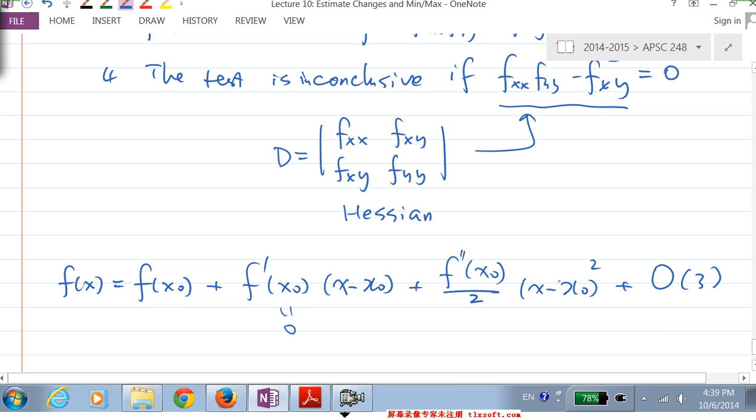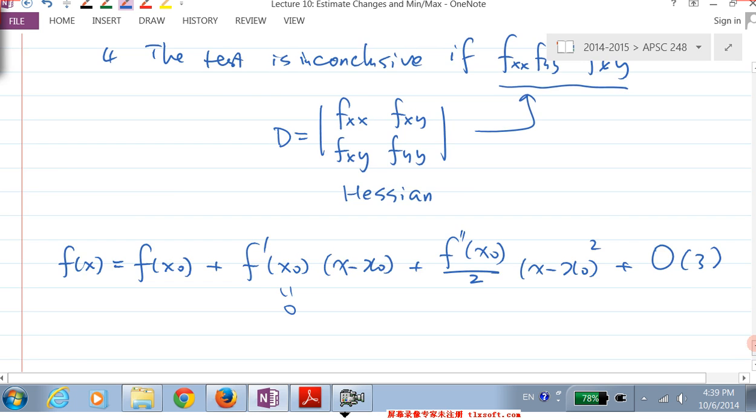If this is less than 0, that means at x equal to x naught you will have a local max, right? So what happens if this equals 0? It's inconclusive, right? You have to do a higher derivative test, basically. So that's the comparison here.